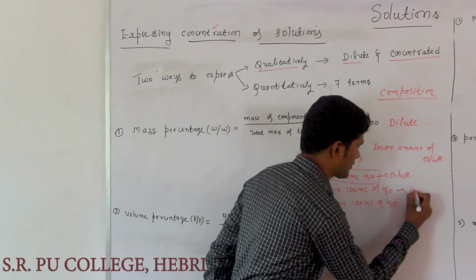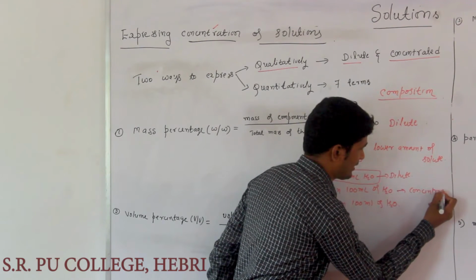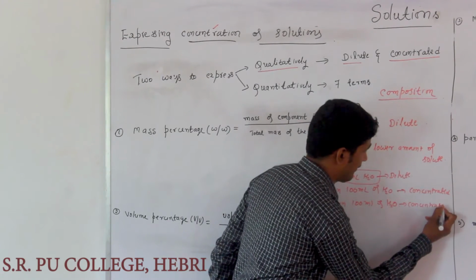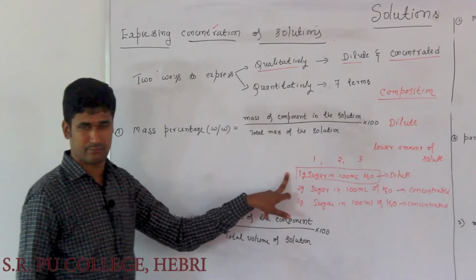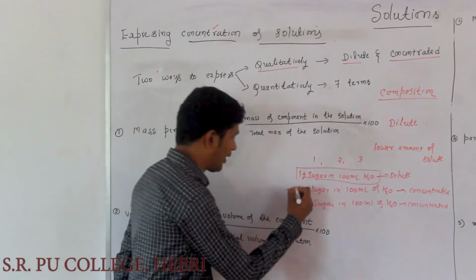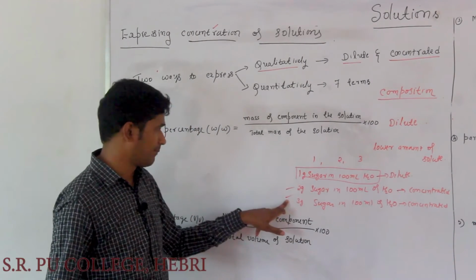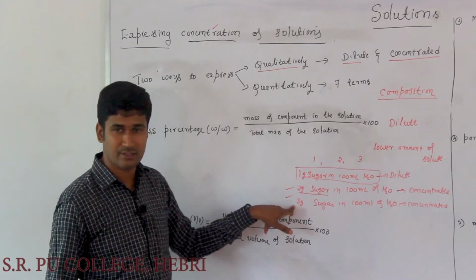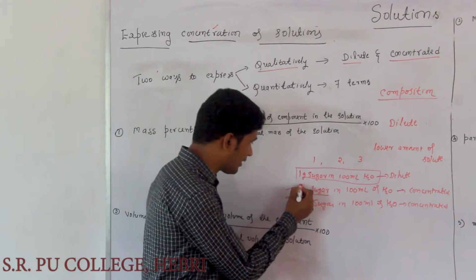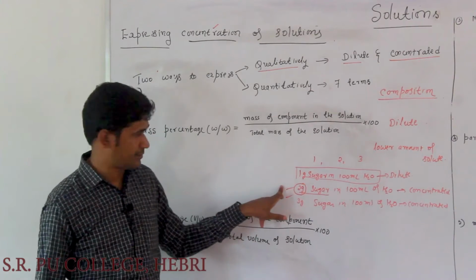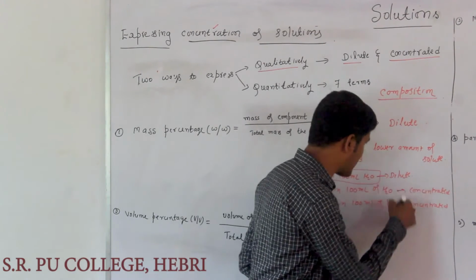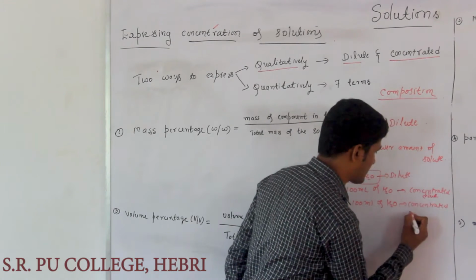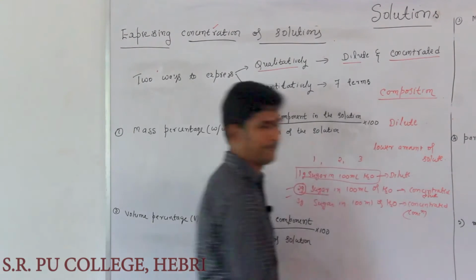So now this is concentrated solution. This is concentrated and this is also a concentrated solution with respect to the first solution. Now coming to solution number 2 and 3. In these two examples, solution number 2 is dilute and solution number 3 is concentrated because here the amount of solute is less. So when you compare second and third solutions, solution number 2 becomes dilute and this becomes concentrated.